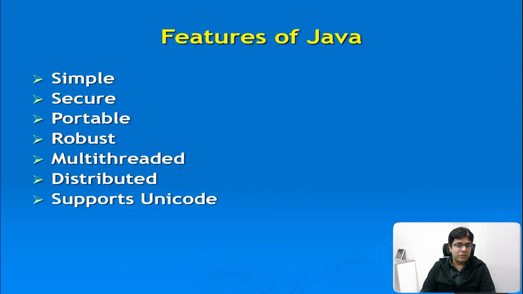There are many features of Java. It is very simple to learn, it is a very secure programming language, and it is portable, which means you can execute a Java program on any platform, whether it is Linux, Windows, Mac operating system, IBM, and so on. Portability means you may write the program in Windows, but you can run it on any other platform like Linux or Unix. It is robust because it is a strongly typed language. You can do exception handling and so on. Java provides a multi-threaded approach, so you can write multi-threaded programs. You can write internet programs and distributed programs using Java, and Java supports Unicode.